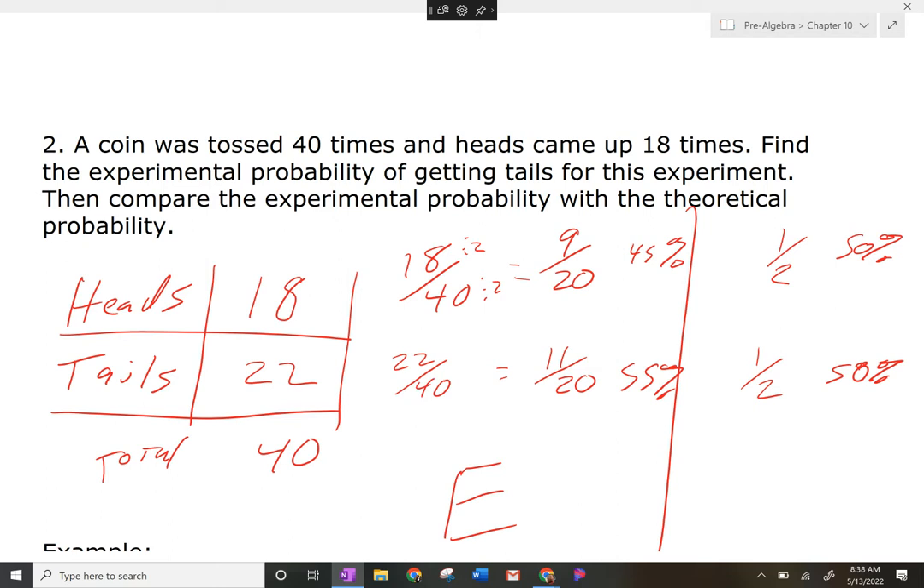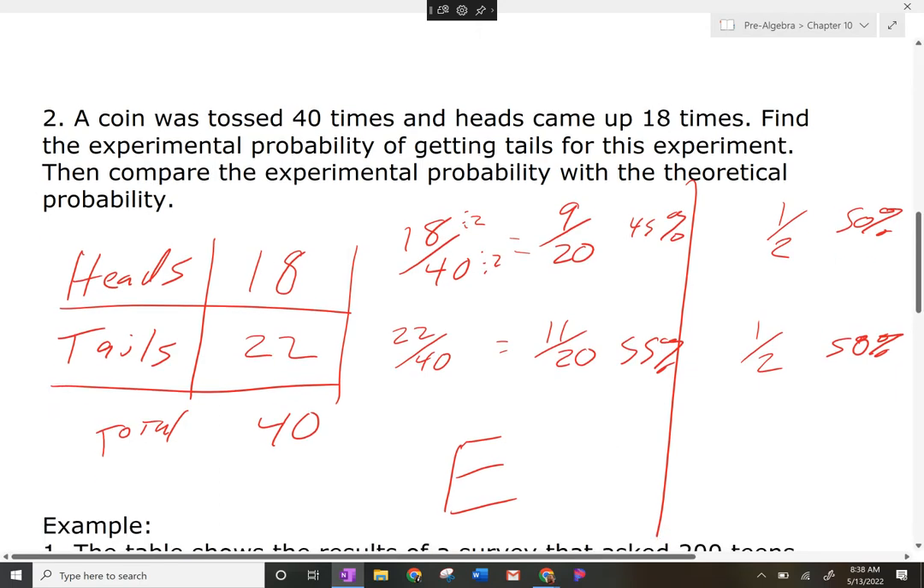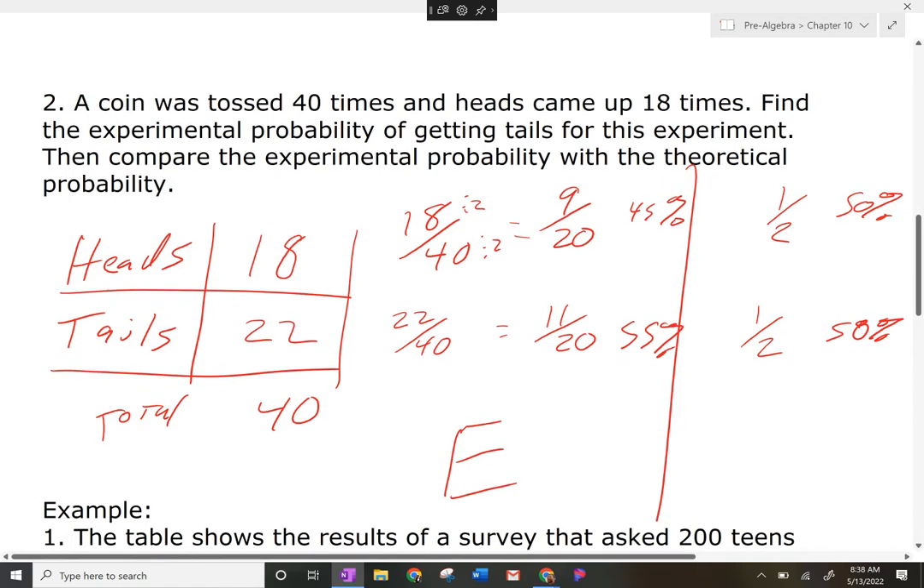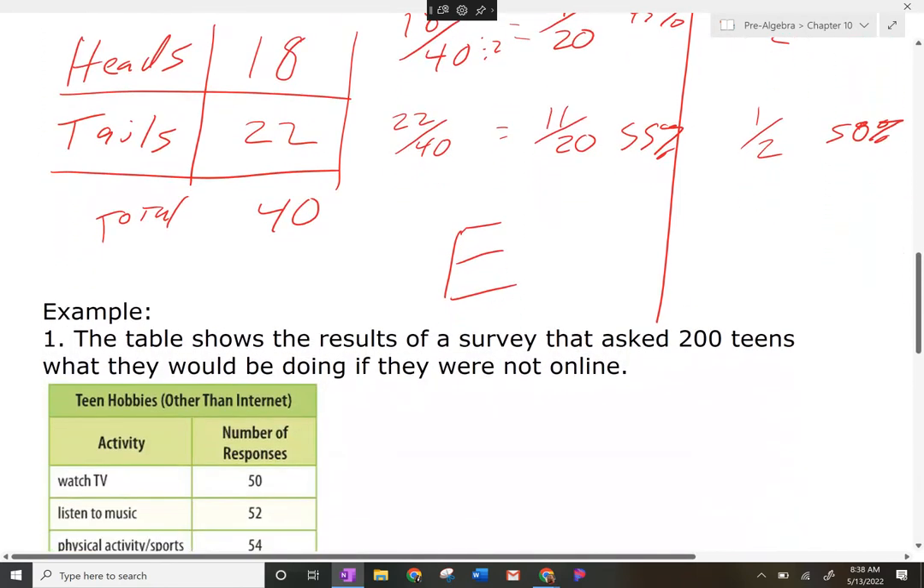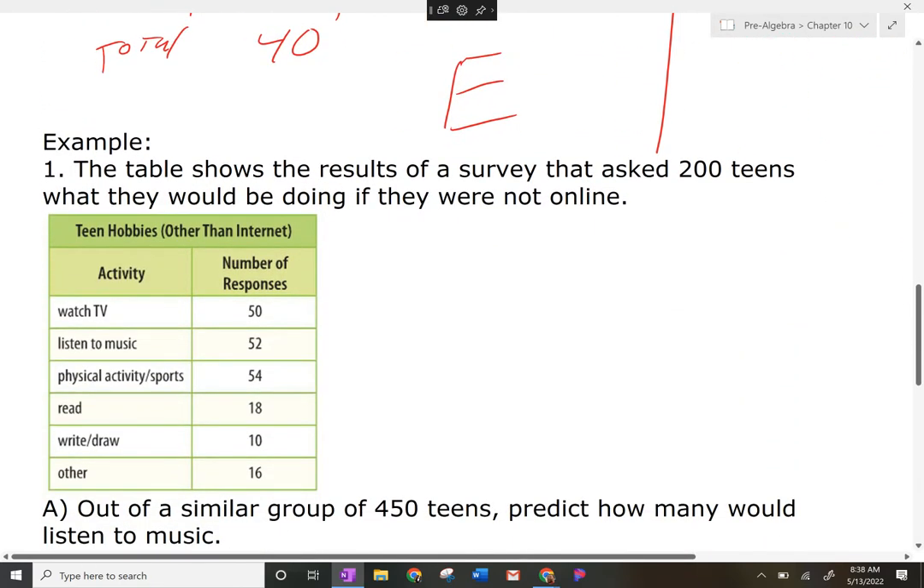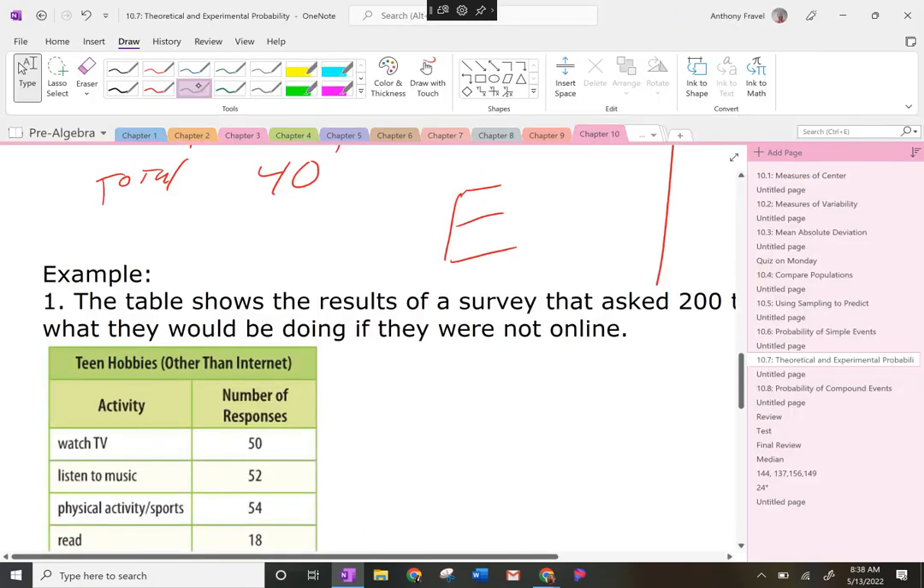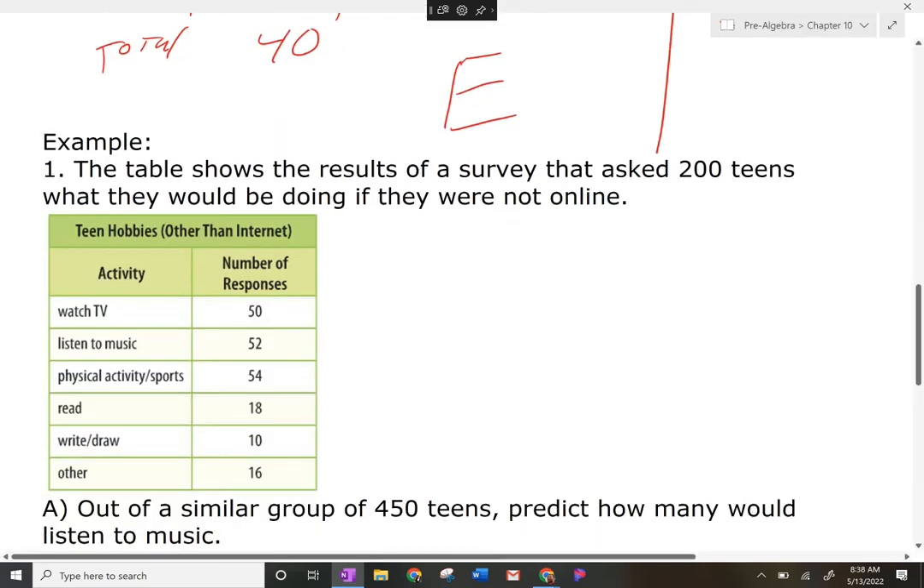Feeling okay? Again, that's the big difference between theoretical and experimental. Theoretical is the stuff we did yesterday, where we just kind of put the fractions over each other. The experimental is what we actually do. Okay, this is one. We'll do this one together, and then we'll jump on to where you guys will work on your own.